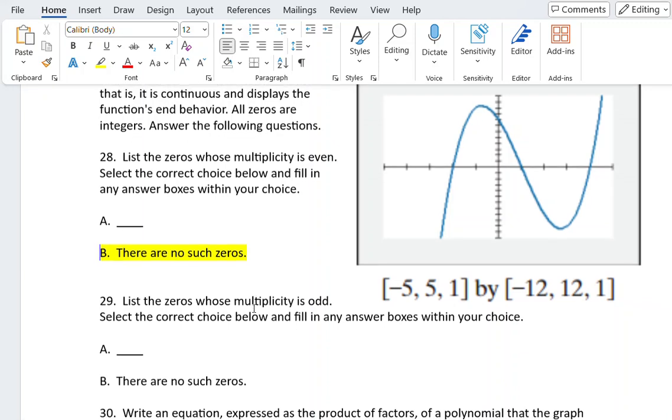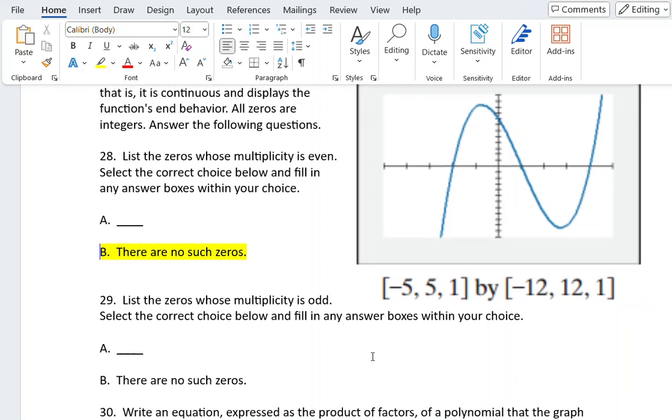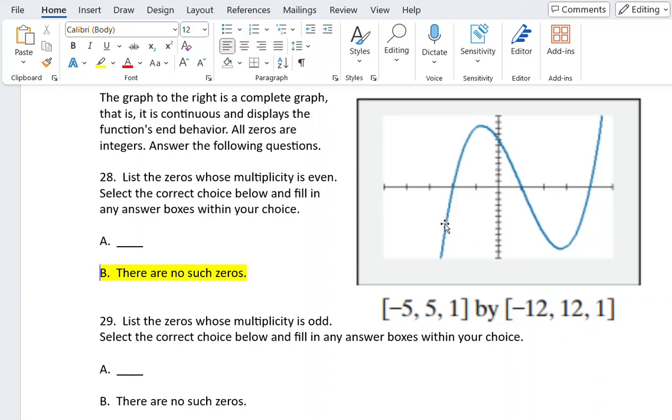Question 29 says to list the zeros whose multiplicity is odd. So multiplicity is odd means that the graph is crossing the x-axis there. I can use this information to help me identify where those are. So this is telling me the scale of the graph. The x-axis is going from -5 to +5, and each tick mark is worth 1. So I can count here and see that this x-intercept is located at -2. So that's going to be one zero with an odd multiplicity.